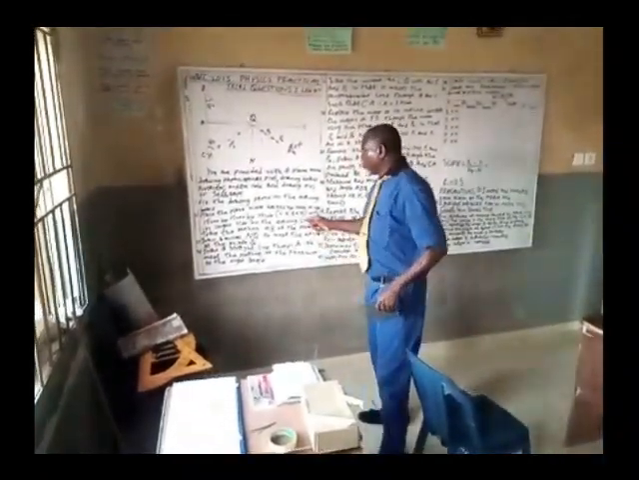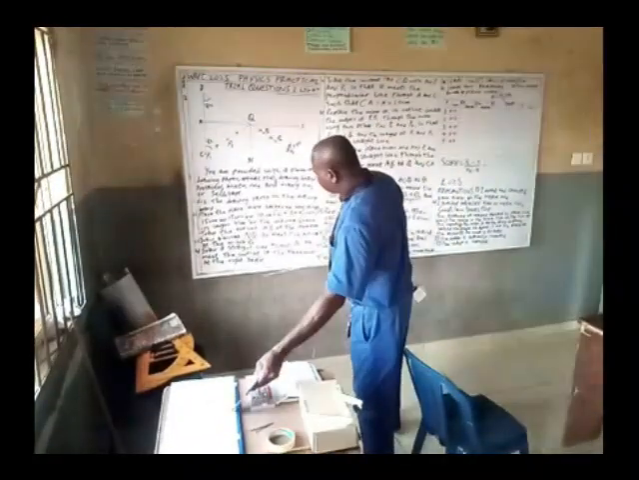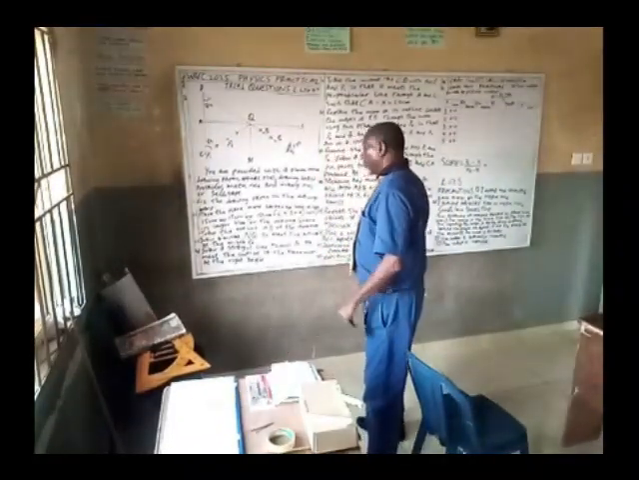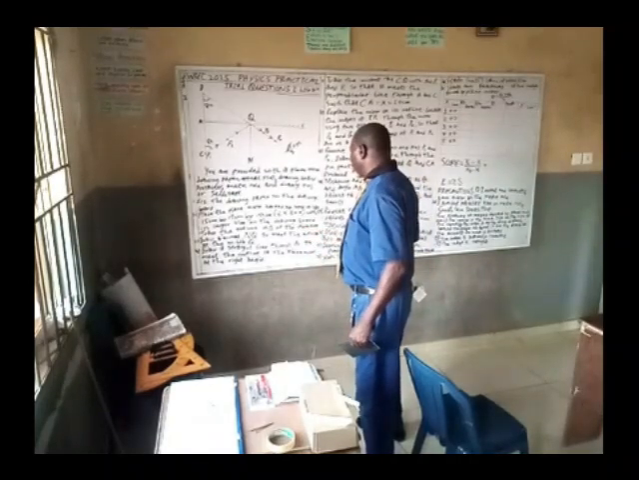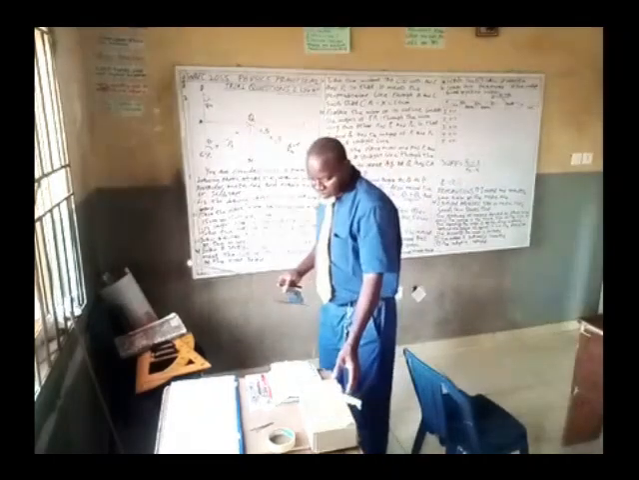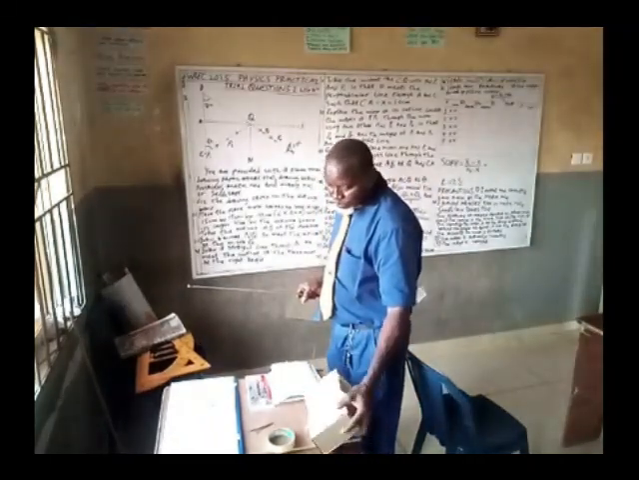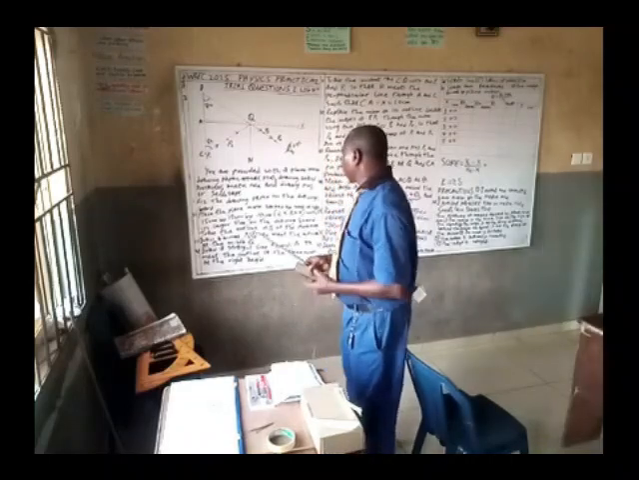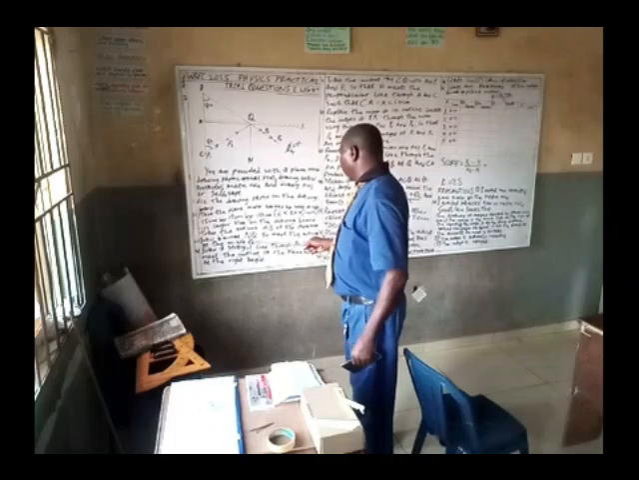You are directed to fix the drawing paper on the drawing board. This is the drawing paper fixed on the drawing board. Place the plane mirror backed by wood of size 15 cm by 15 cm by 10 cm. I'm using this pack as my wood, with its larger side on the drawing board.